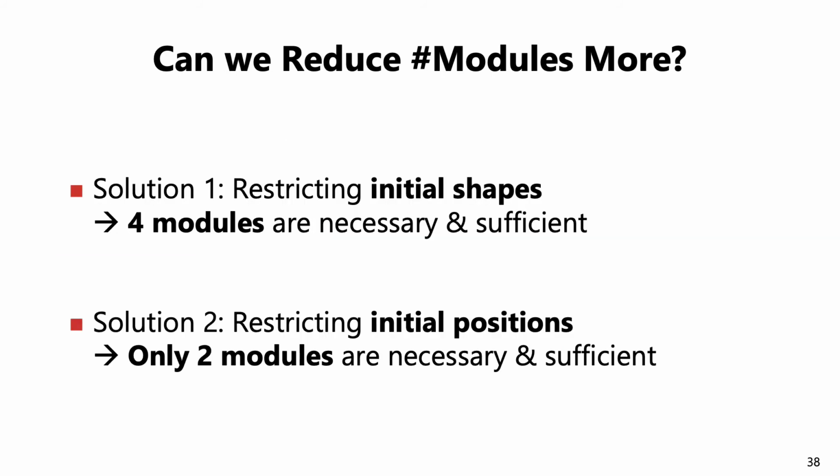Here, we think about whether reducing the number of modules further is possible or not. For this question, we have 2 solutions. The first solution restricts possible initial shapes, and by restricting them, we can reduce the minimal number of modules to 4. The second solution restricts possible initial positions of an MRS, and with this restriction, we can reduce the minimal number of modules to 2. This is the same for the case with the global compass.